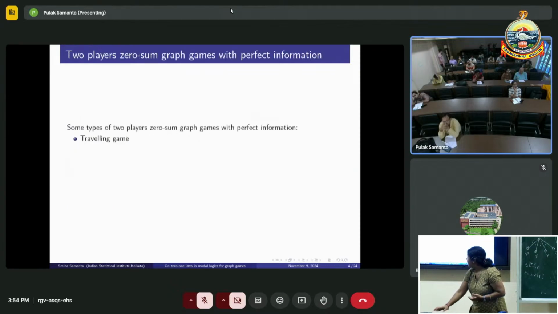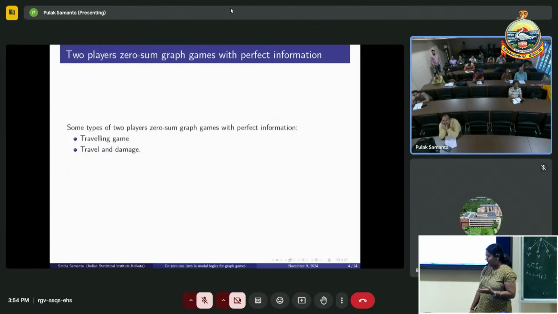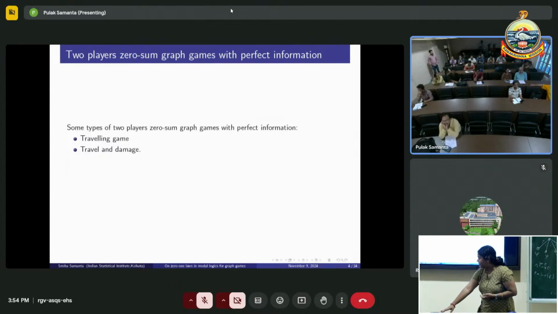So I will be talking about some graph games. There are mainly 4 types of graph games. One is the traveling game, where 2 players have to traverse the graph, and if one player gets stuck in the graph, they lose. Or there is travel and damage, where one player has to travel and one player plays as an adversary and tries to destroy the links.